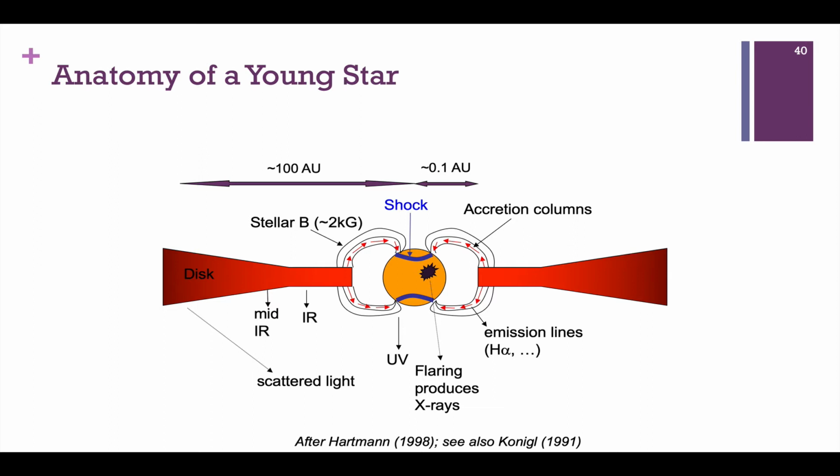X-rays from the flares, UV from the shock. I guess I didn't explicitly mention that you get H-alpha emission lines from the flares, but also from the accretion columns. And then you get infrared from the disk. And you can get optical scattered light from the disk as well. All of this varies on pretty much any time scale anybody has had a chance to look.